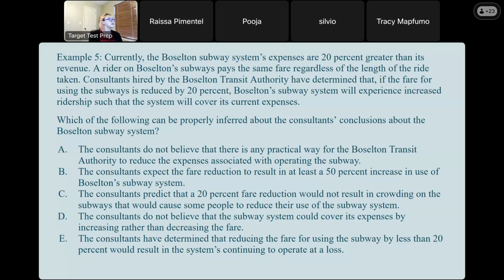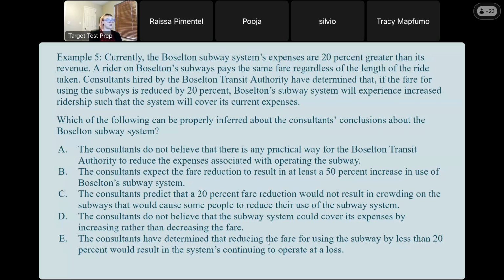So notice on this one that A is not an inference we can make. C is not an inference that we could reasonably make. D is not an inference we can make. And E is also not an inference we can make. Most of these are based on the assumption that these consultants brought one plan, like I found one possible way to do a thing, and typically that is not how it works.